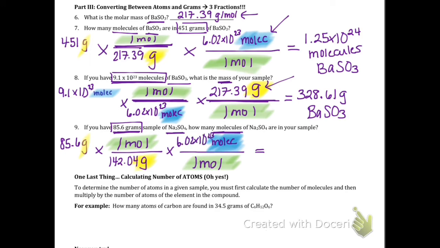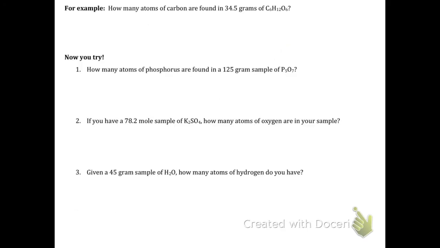Okay, so we reached our destination, so we know we can stop here and do the math. Multiply the tops, divide by the bottoms, and hopefully you get 3.63 times 10 to the 23 molecules of what compound? Sodium sulfate. 3-part answer. Perfect.